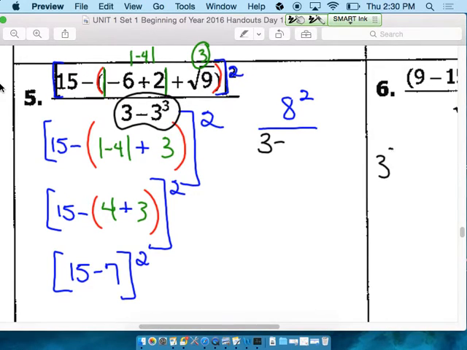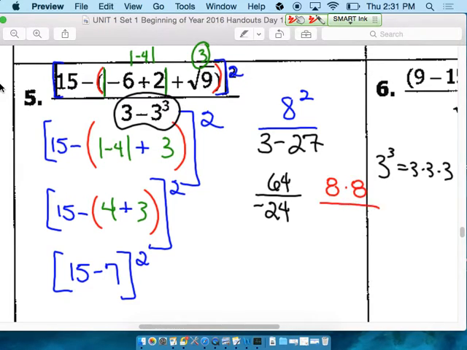Well, let's do a little scratch paper work. 3 cubed is telling you to multiply 3 times itself 3 times. And that gives you a value of 27. So moving to the next step, 8 squared is 64. And 3 minus 27 is -24. And now I need to simplify this. You can think of 64 as 8 times 8. And you can think of 24 as 8 times 3. And of course this is negative, so I will have a negative sign remaining.